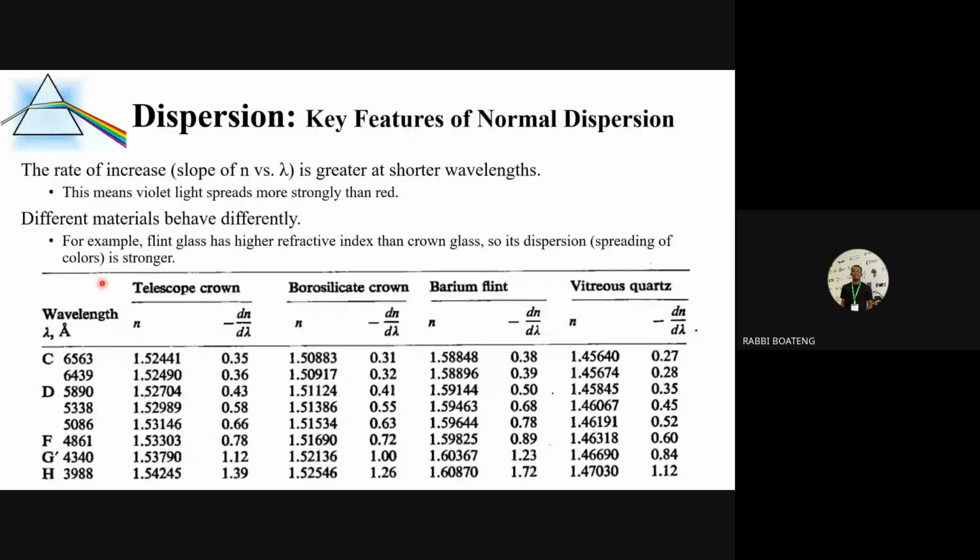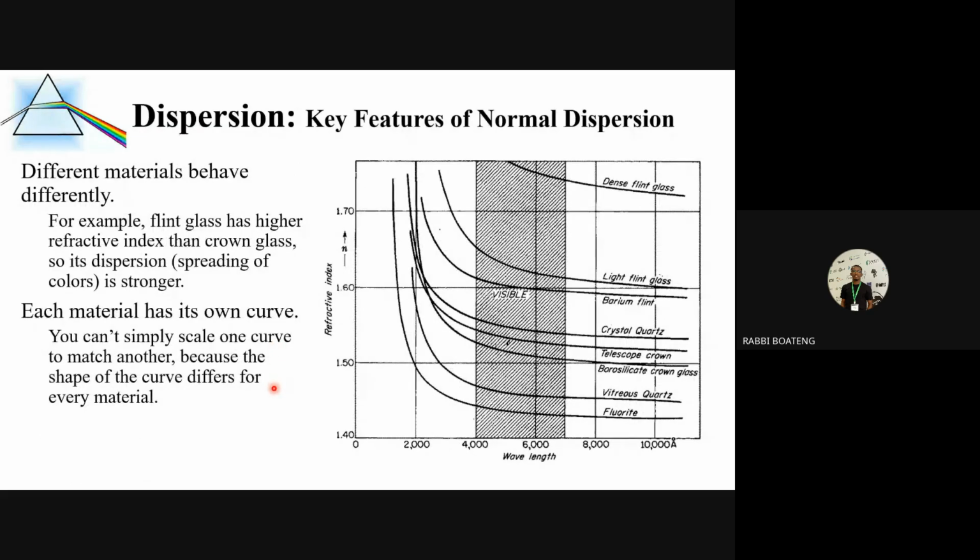This chart can be used to explain the third feature, that different materials all behave differently. Is that okay? When you take the values for the telescope crown, it's not going to be the same as the borosilicate. It's going to behave differently. Is that okay? So this chart can in fact explain the first feature, the second feature, and even the third feature. Now let's look at something here. The third feature was telling us that every material has its own curve.